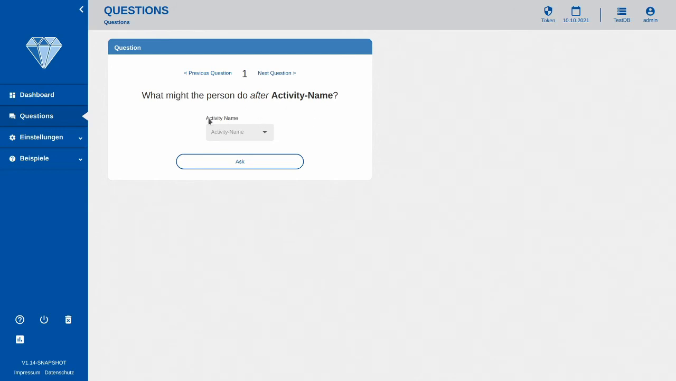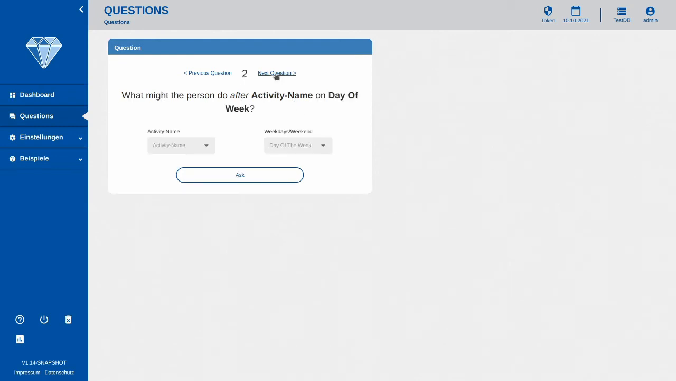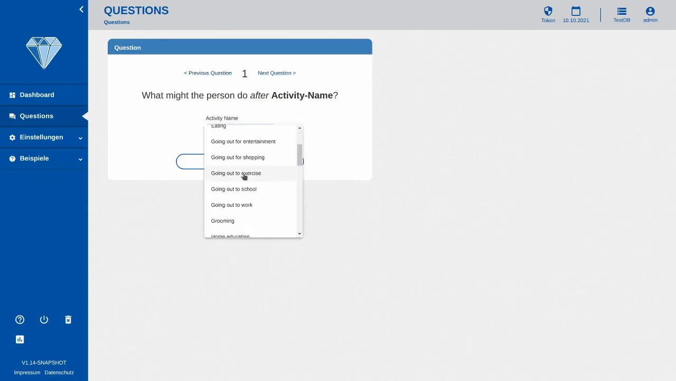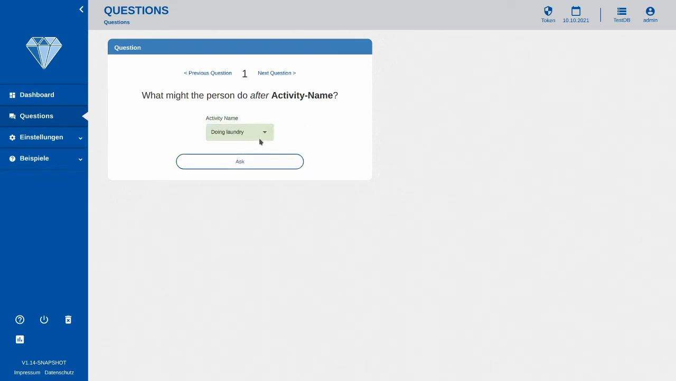So in this case, we only have the drop-down for activity name because that's the only placeholder that this question contains. But if we move to the second question, we see that because it contains the two placeholders, day of week and activity name, it also contains the two corresponding drop-down menus. In the drop-down menus, the data is provided from the data set, and we are going to try it out. So we're going to fill the placeholder activity name with doing laundry, and we're going to ask the question.